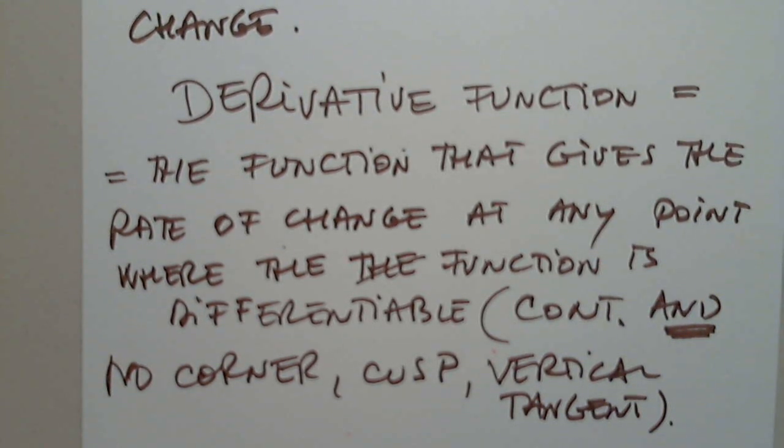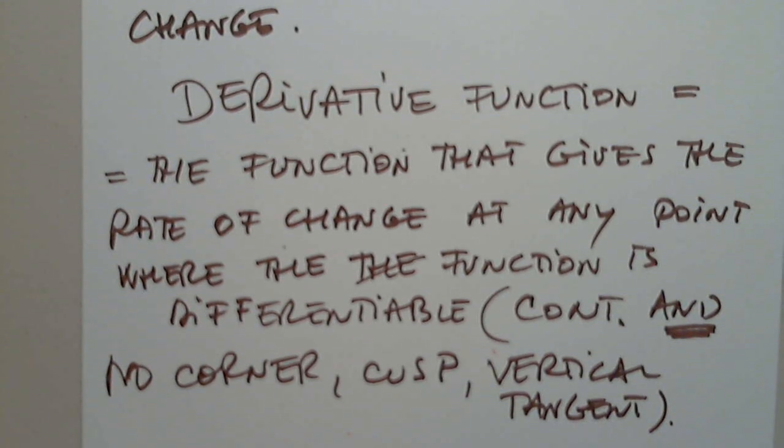What about the next one? No, it's a corner. It's continuous, but a corner. What about, I didn't mean to say f, I meant x^4, x^5. Yes, the rate of change is 0.